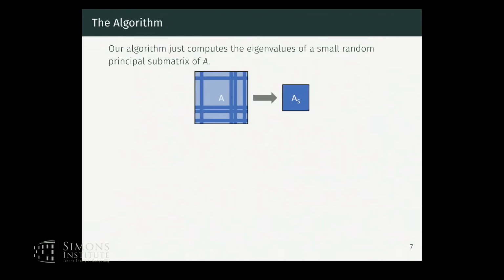Okay. So what's our algorithm that's going to achieve our error guarantees? It's a trivial algorithm. We're basically going to take A, our big matrix, and sample a random principal submatrix. So sample a set of rows, sample the same set of columns, look at the intersection, and you get a random principal submatrix. The rows and columns are sampled uniformly at random. And then we're going to compute the eigenvalues of this small matrix and use them to approximate the eigenvalues of the big matrix. So it's a very natural algorithm.